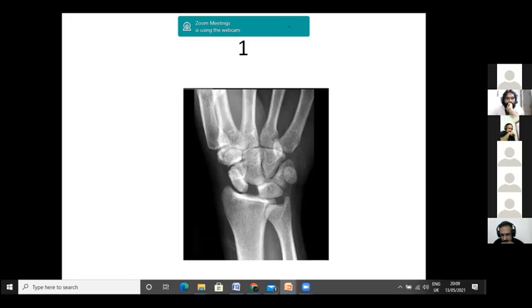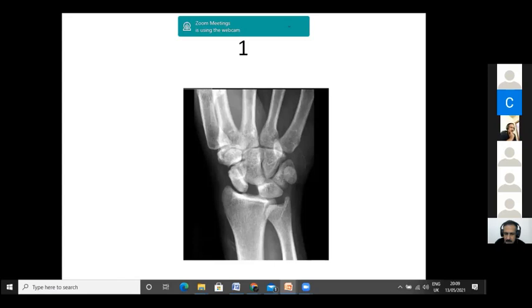This is not a Terry Thomas sign. What is it? What is the sign you said? Terry Thomas. So what does it imply? This is scapholunate dissociation. Okay, so there is a gap between the scaphoid and lunate.